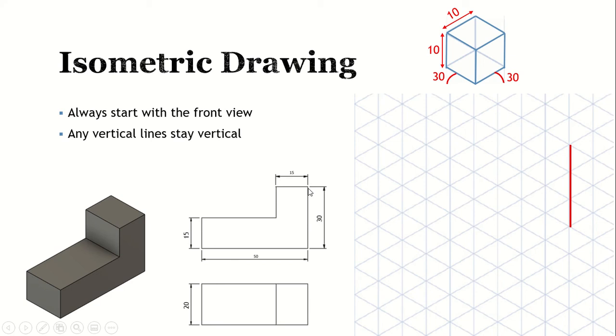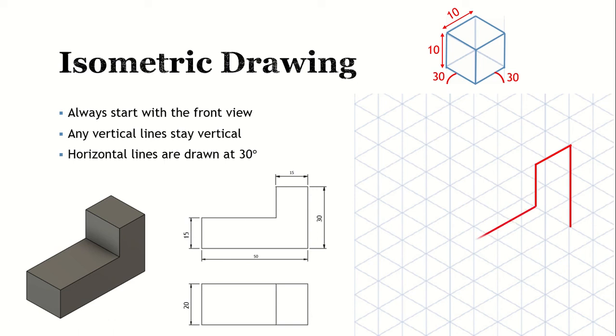What about horizontal lines? What about these lines right here or here? These are not vertical. What happens to them? The rule says that horizontal lines are drawn at 30-degree angles. So I cannot go and draw this line right here in this direction. That is wrong. I have to follow the 30-degree lines. And because I have the value of 15, so 10 and then 5, that would give me this line right here, because every box is 10. If I take half of that 10, it would be 5, which gives me a total of 15.